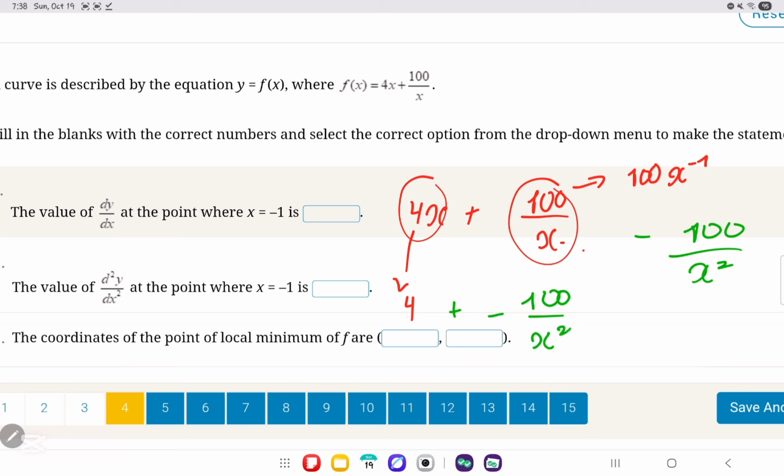So let's substitute in x equals minus 1. What's it going to be? It's going to be 4 minus 100 over minus 1 squared. Don't forget the brackets, they're very important. When you put it on the calculator, you will get an answer of minus 96.